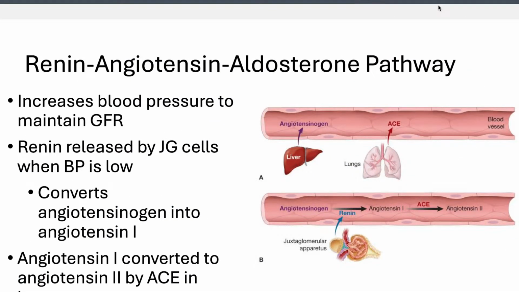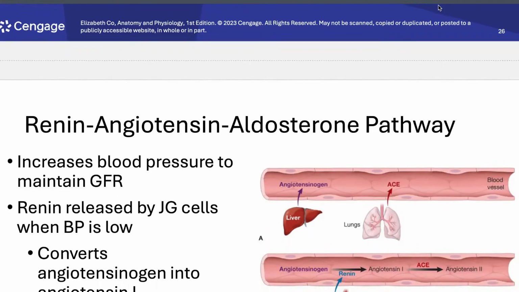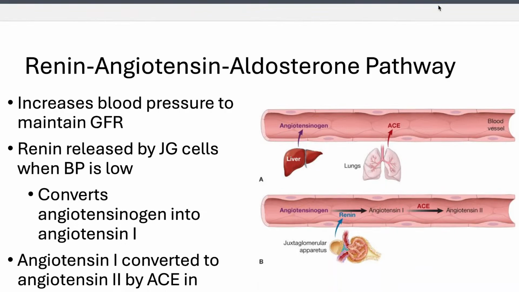So the renin-angiotensin-aldosterone pathway increases blood pressure to maintain a glomerular filtration rate. Let's say the glomerular filtration rate, which is dependent on hydrostatic pressure in the glomerulus, is getting low. There's not enough filtrate coming through. Since it's reliant on hydrostatic pressure, it would make sense that if we want to maintain that filtration rate, we should increase blood pressure.